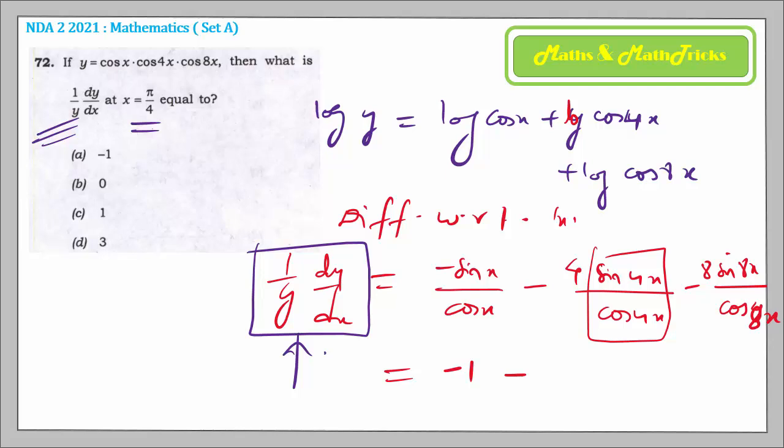What is that value? It's sine 4x by cos 4x, which is tan 4x, and at x equal to pi by 4 it becomes tan pi. Tan pi is going to be 0, so this is 0. What about this? Minus 8 times tan 8x. Tan 8x is going to be tan 2 pi, which is again 0, and then the overall answer turns out to be minus 1, and hence the choice is option A for this question. All right, hopefully this question is clear to you.